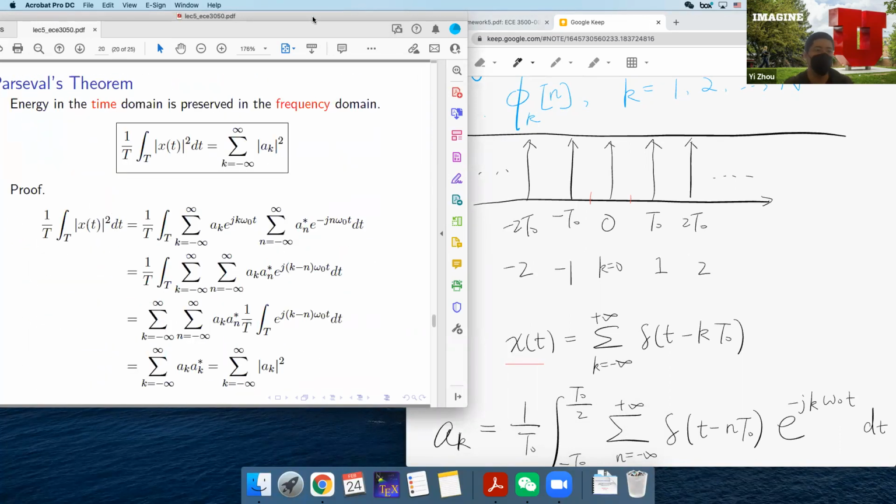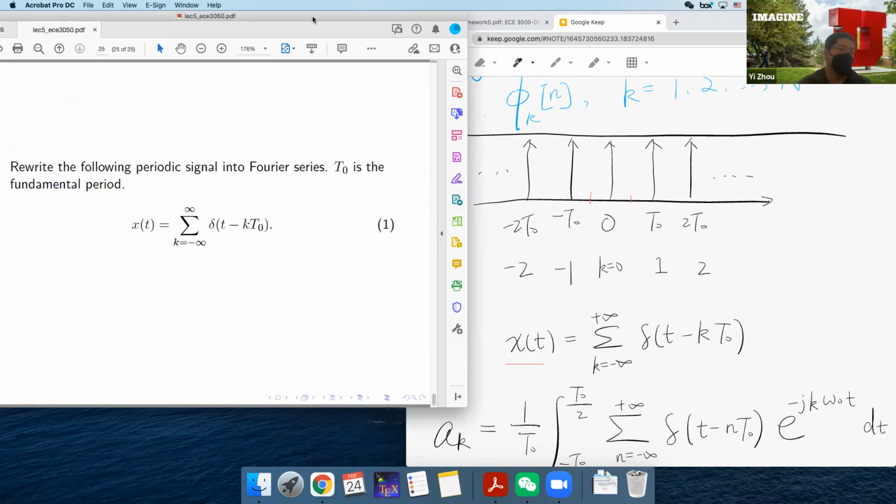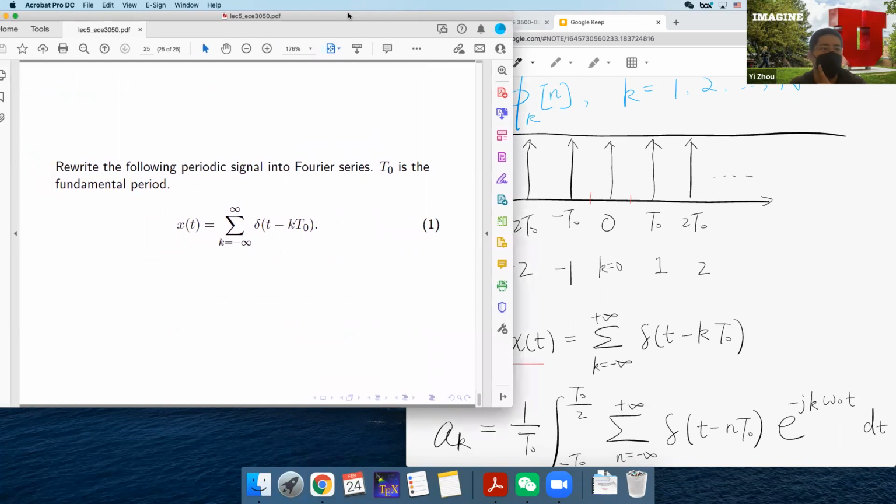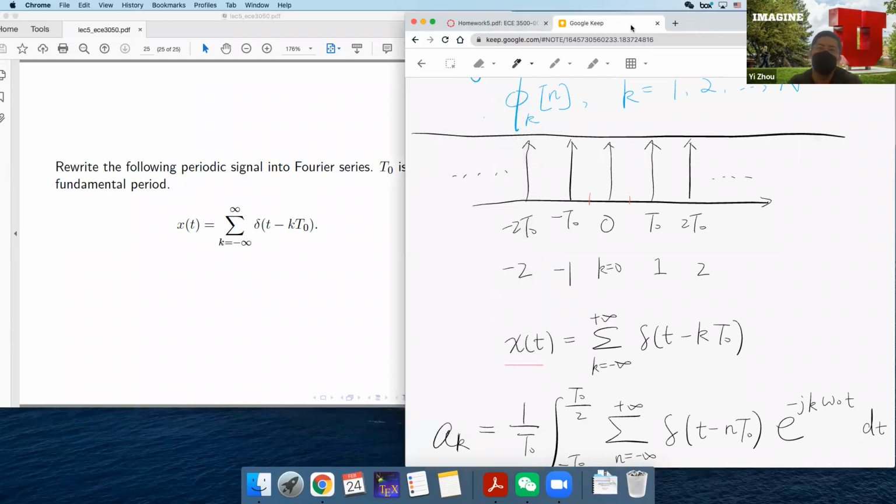Okay, so I think this finishes lecture 5, where we talk about Fourier series for representing periodic signals. Remember the Fourier series can only represent periodic signals, either continuous time or discrete time.